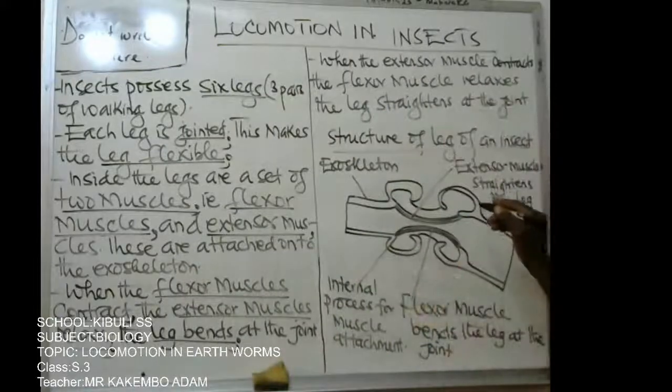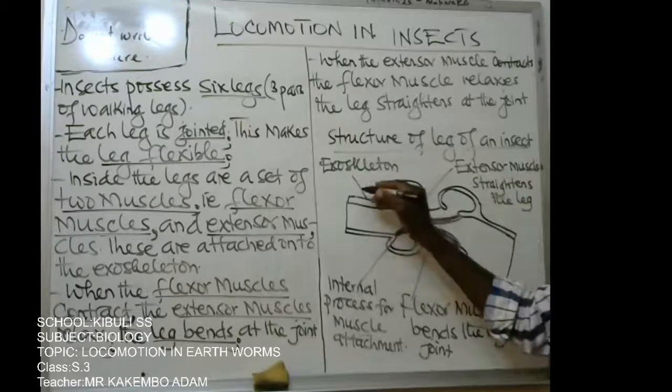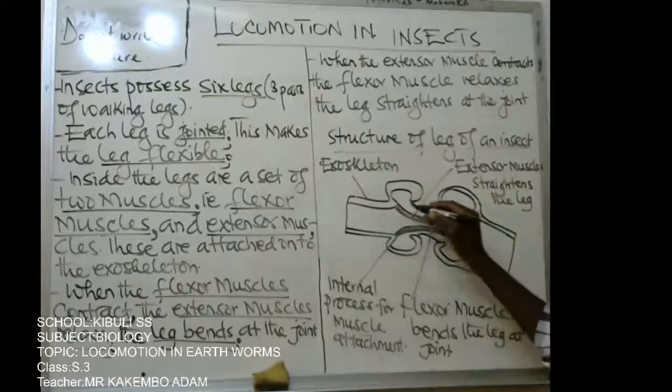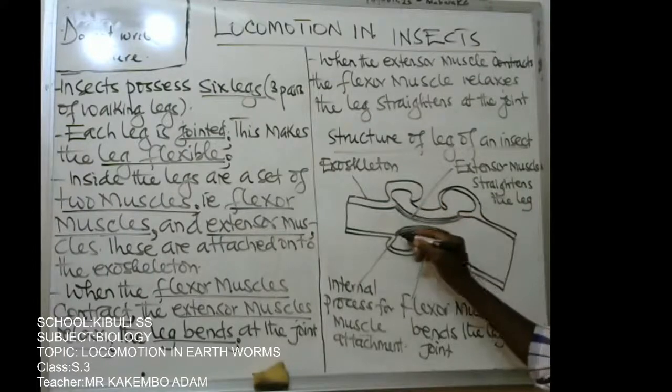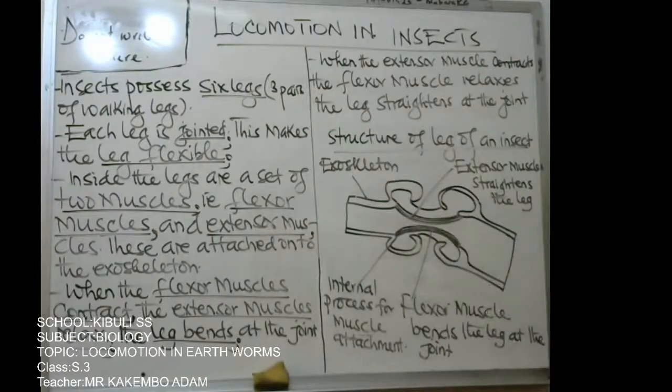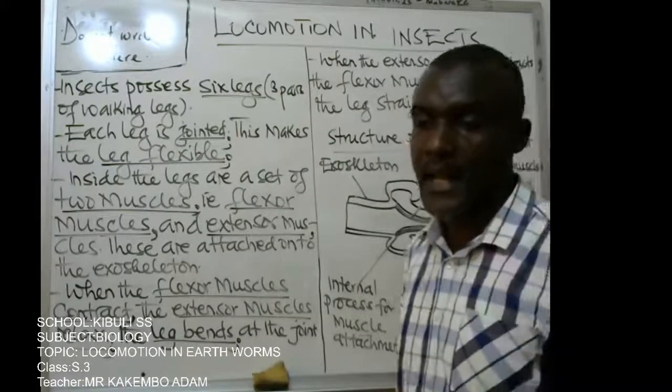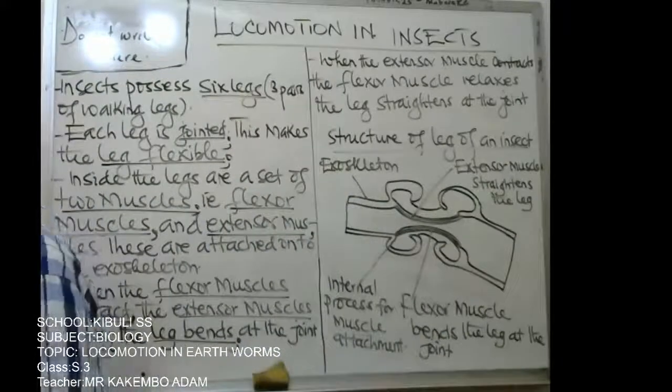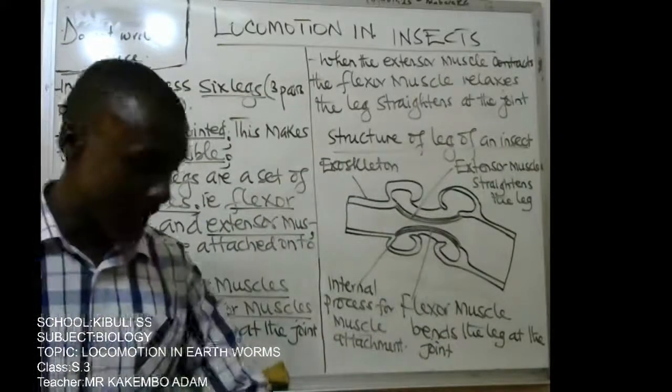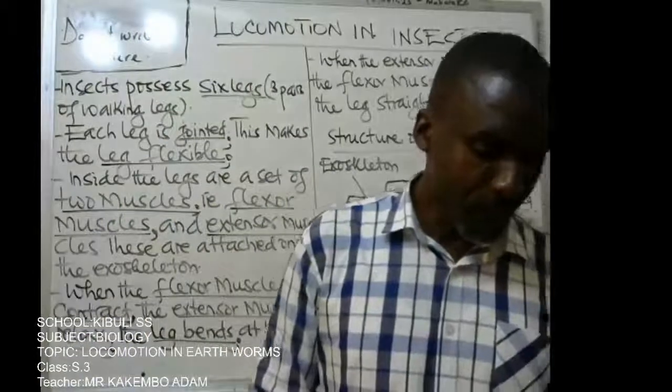From the drawing, what we see on the outside is the exoskeleton, onto which muscles, the extensor muscle and the flexor muscle, are attached. And the two muscles work antagonistically, bringing about an effect on movements of the leg. Okay.